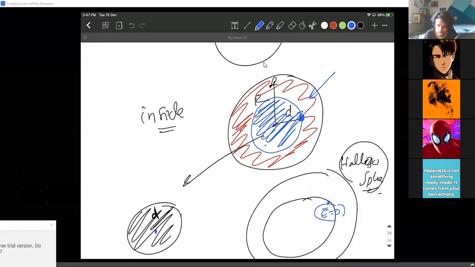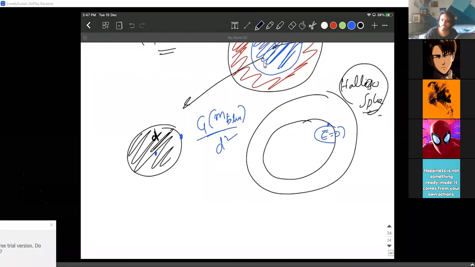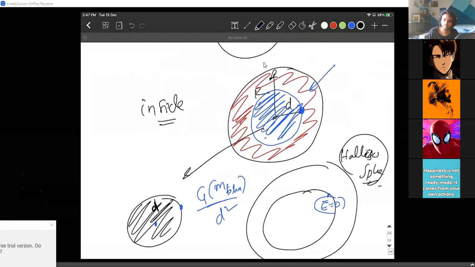For this smaller sphere, the field, all I need to do is G m of the smaller sphere. Let us call it the blue sphere. M of the blue part by d square. How do you find the mass of the smaller sphere? Anybody? You'll have to take the density.